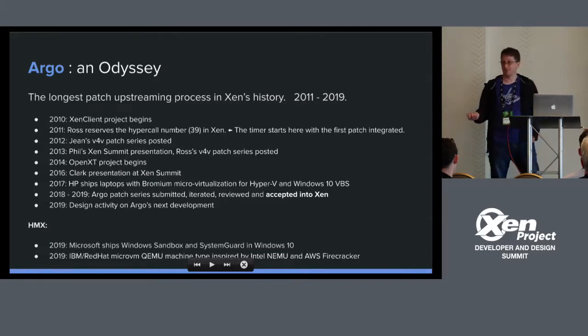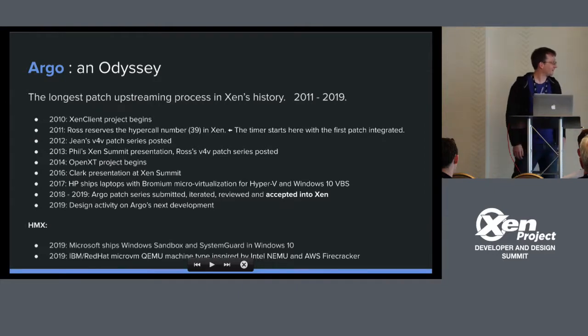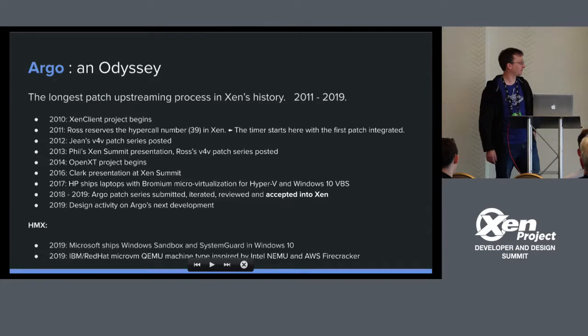2014, the OpenXT Project begins. It's sort of Xen Client's body of code is now open to the world, public. I gave a presentation in 2016 mentioning that we would quite like this patch series to go in. In 2017, Bromium's hypervisor is shipped on HP laptops, so this software actually gets deployed to millions of machines that don't even necessarily know that this is the foundation of it.